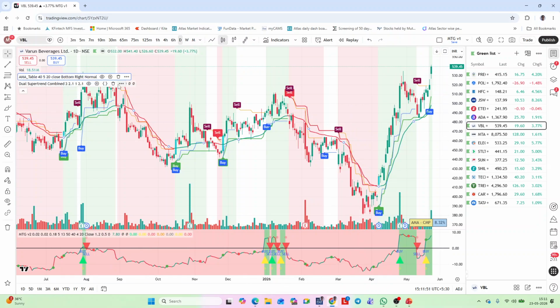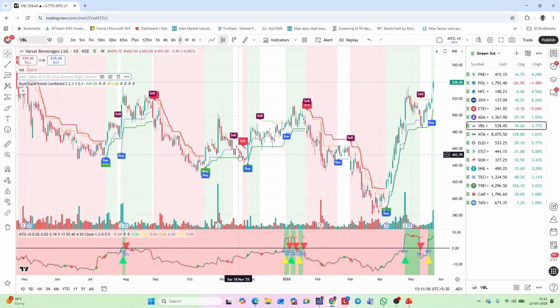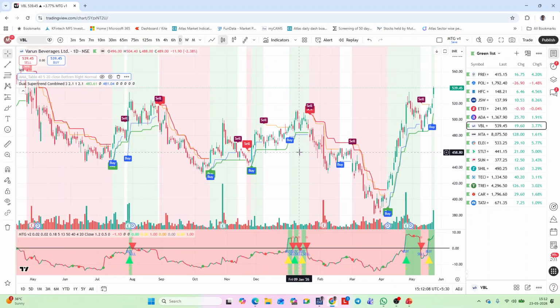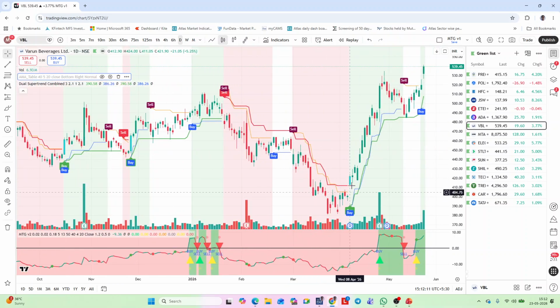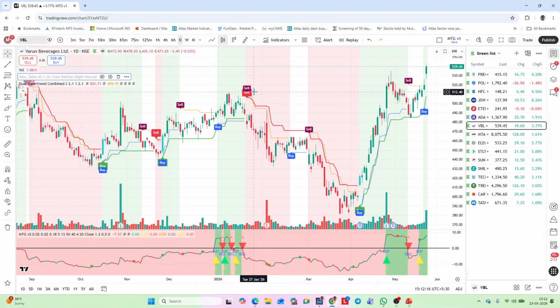At this moment I will just hide the AMA to show you the settings. When you apply this indicator, you will see lines forming below and above, which act as a stop loss. When the market is in an uptrend, green lines form below the candles, and when the market is in a downtrend, a red line forms on top. Actually, I don't need those lines. I just need the buy and sell signal.